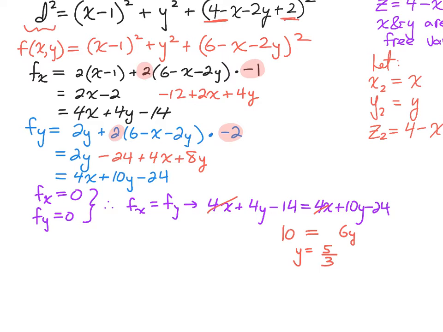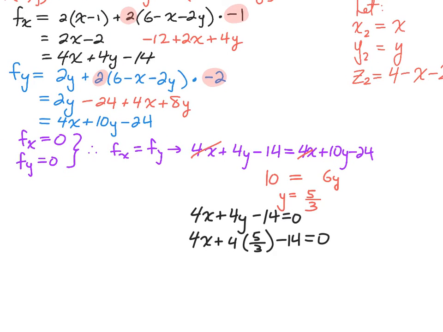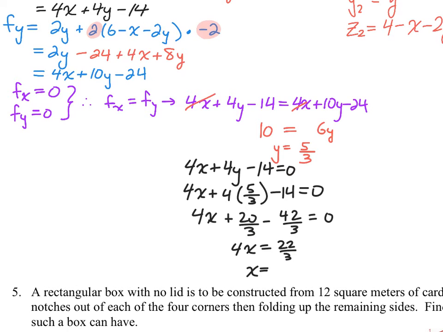So I have one possibility, and that is 4x plus 4y minus 14 equals 0. Replacing the y with a 5/3. All right, so 4x plus 20/3 minus, I'll write 42/3 just to have the common denominator, equals 0. So that's negative 22/3 added to both sides. So 4x is equal to 22/3, which means x would have to be equal to 22/12, which would be 11/6.